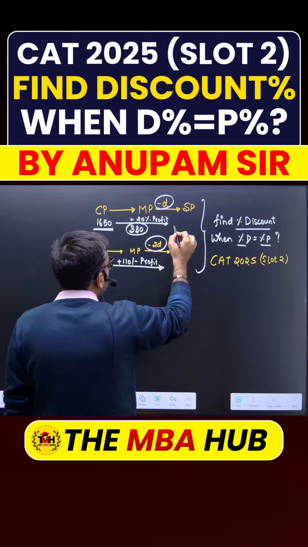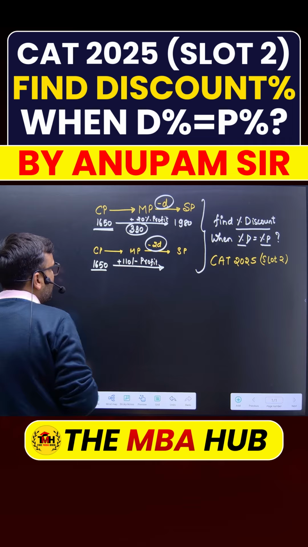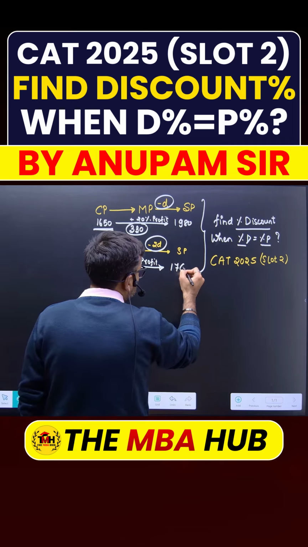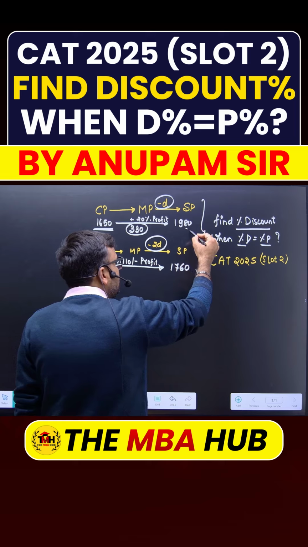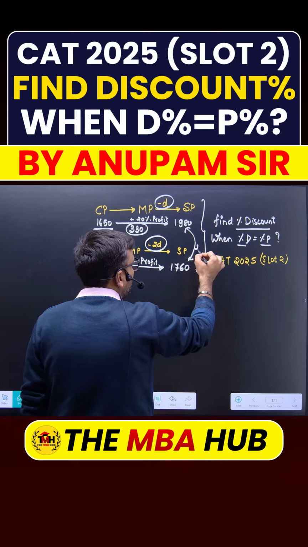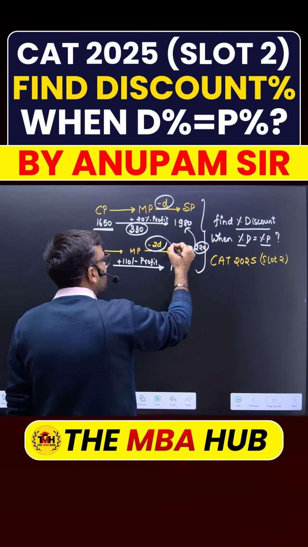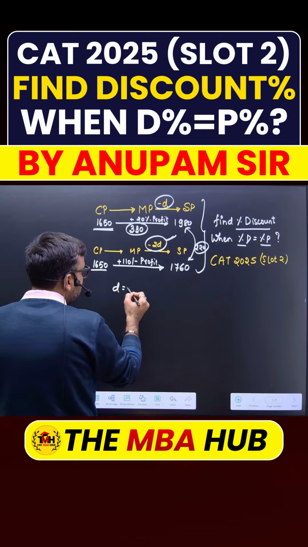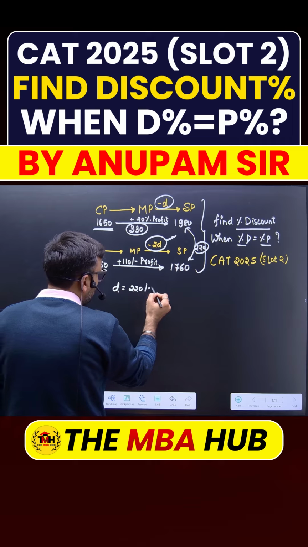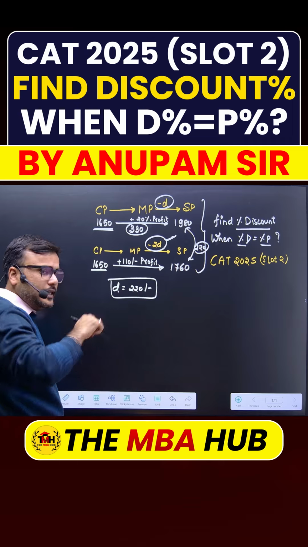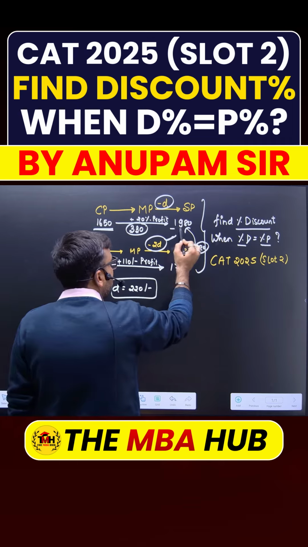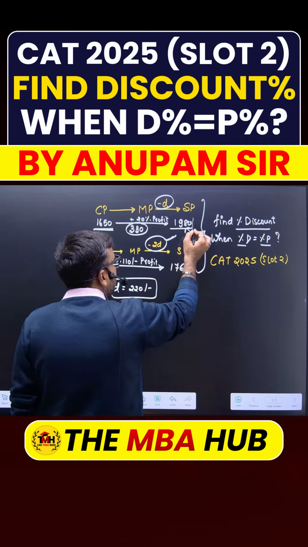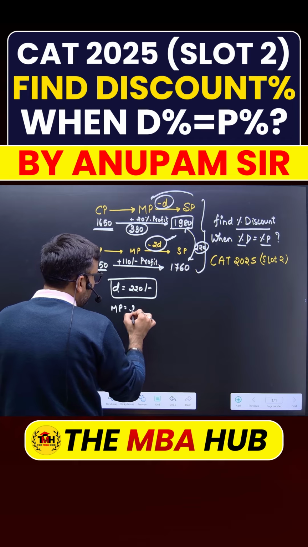Here the CP will become, you add 110 profit in cost price, that will become 1760. So the difference here we are getting is 220, that is because of the extra discount. That means that D is equivalent to 220 rupees. Now if D is 220 rupees, then you can add it in SP to get the mark price. So you get mark price equal to 2200.